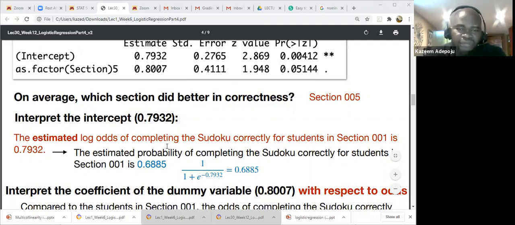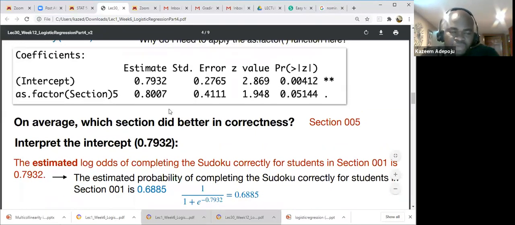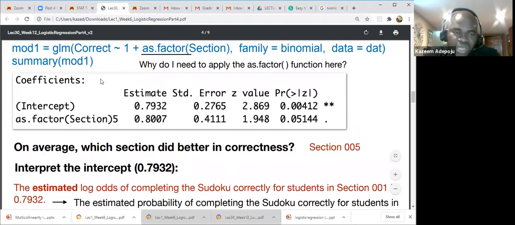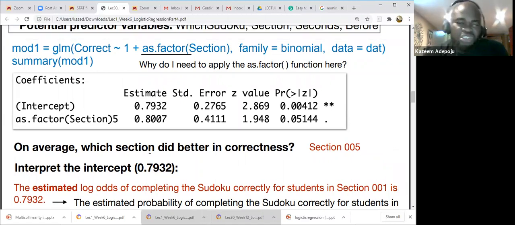Based on what I have here right now, a question can be asked. Do you know I can give you something like this in an exam, maybe in a multiple choice exam, and then I say, okay, on average, which section did better in correctness? How am I going to know that?